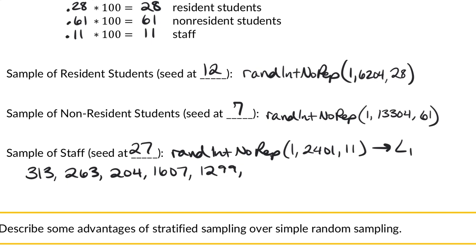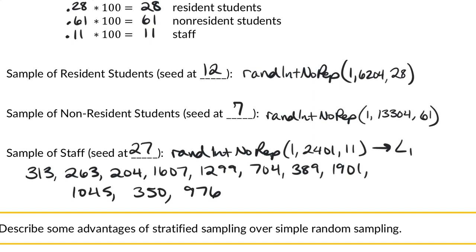So now we can see the rest of them, which is 704, 389, 1901, 1045, 350, and 976. So yeah, I'll write down how to get there. You press the store button to get L1. You press second and then stat. Enter.